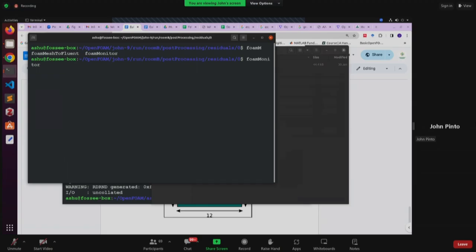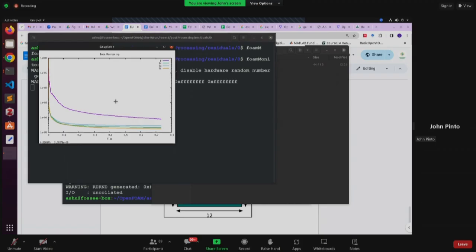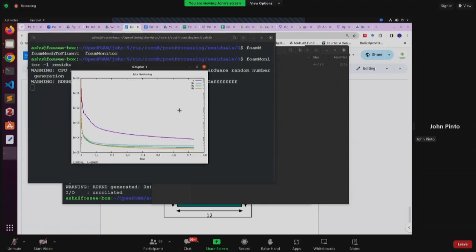and then see this -l is to plot it on a log scale. If you don't do that, it will plot it on a linear scale. So remember, this is not -1. It is hyphen and then l, small l, to plot it on the log scale. And then you have to give the name of the file. In this case, residuals.dat. Once you do that, this sort of a GNU plot window will open.